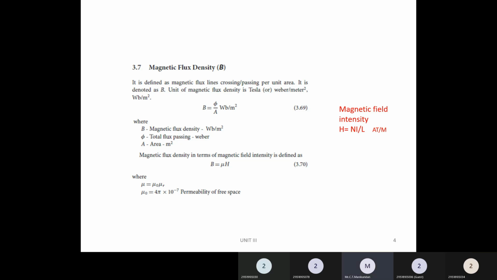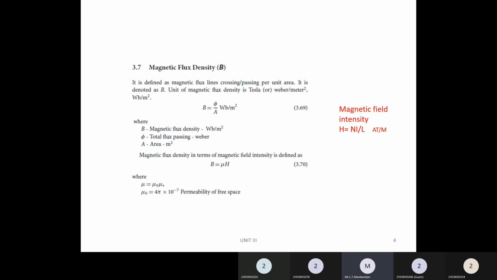Also we can relate magnetic flux density and magnetic field intensity by the formula B equal to mu H, where mu is called the permeability of the medium. Mu is equivalent to mu naught and mu r, where mu naught is called the absolute permeability. In electrostatics, we call epsilon naught the absolute permittivity.